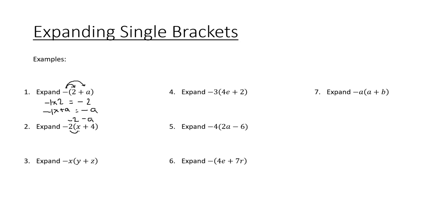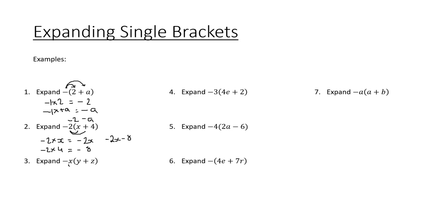Now let's have a look at this one. I've got minus 2 times x and minus 2 times positive 4. So minus 2 times x: minus and a positive is minus, 2 times x is 2x. Minus 2 times 4: again, minus and a positive is a minus, 2 times 4 is 8. So if I was to write this out, I'd end up with minus 2x minus 8.